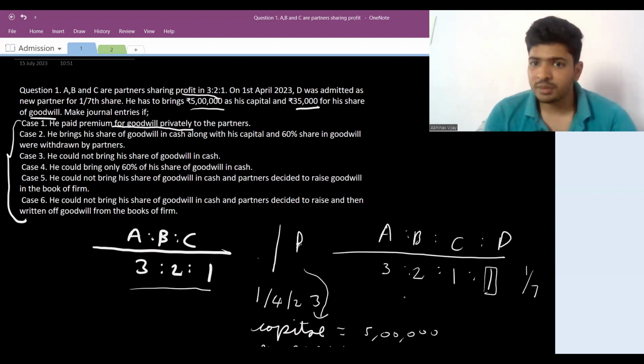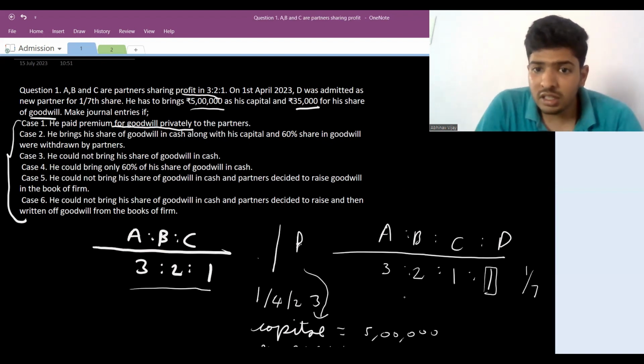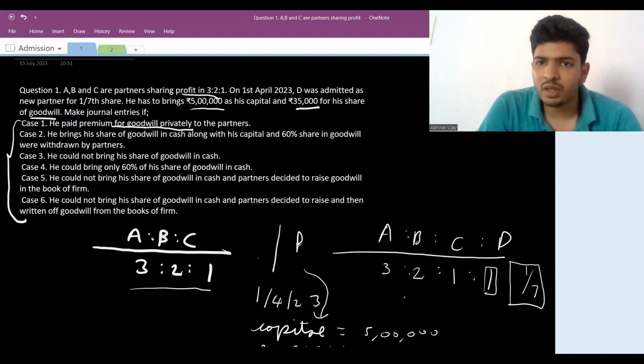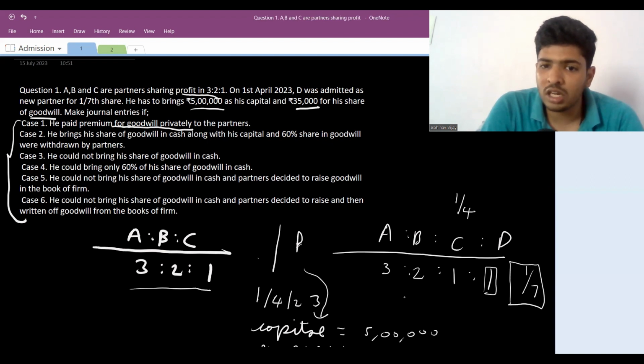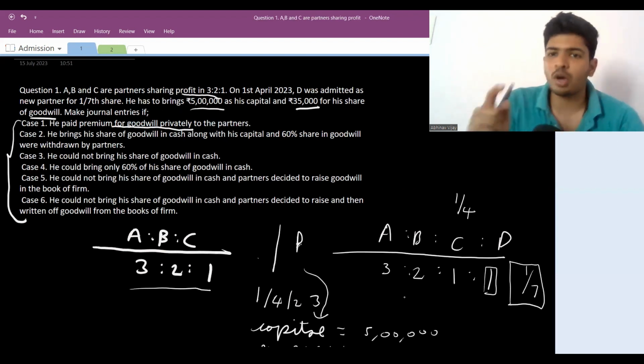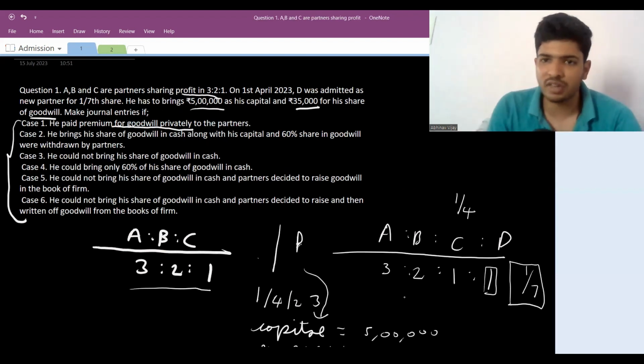You're getting the concept. But this will be used only when it's 1 by 7th, or only in such cases. Why? Because normally if they say he is admitted for 1 by 4th share, in that case you can't do it directly, because here 3 plus 2 plus 1 is 6, and 1 by 4 you can't do directly. So you need to do the proper thing of old ratio, new ratio and find out the sacrificing ratio.